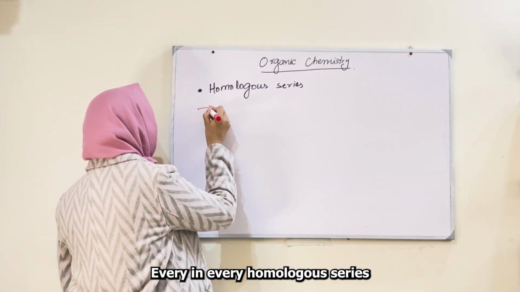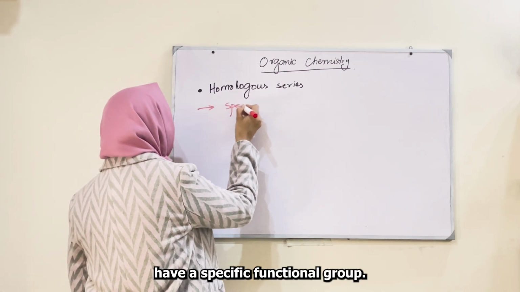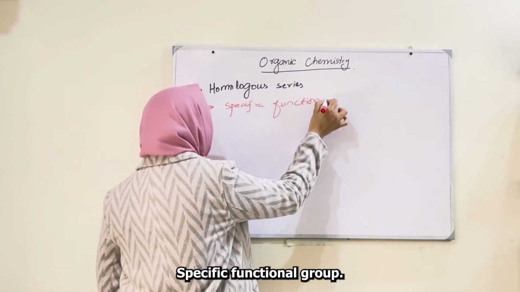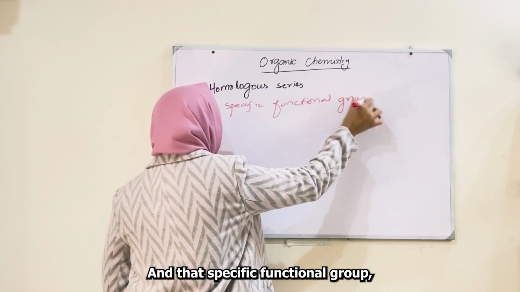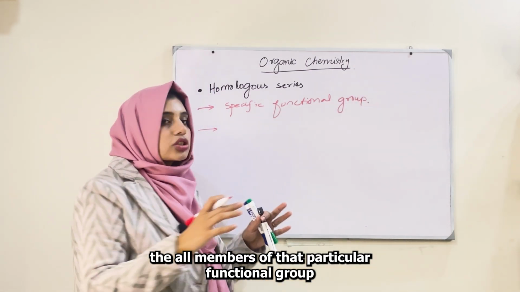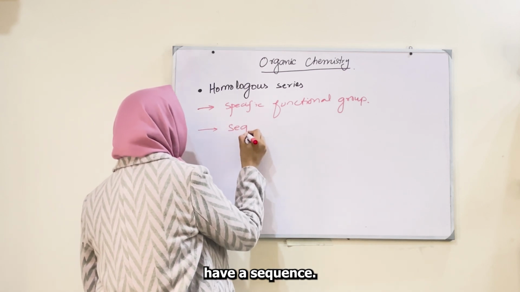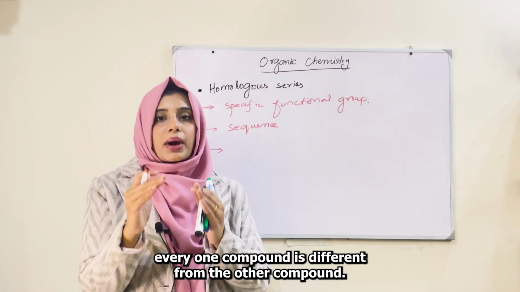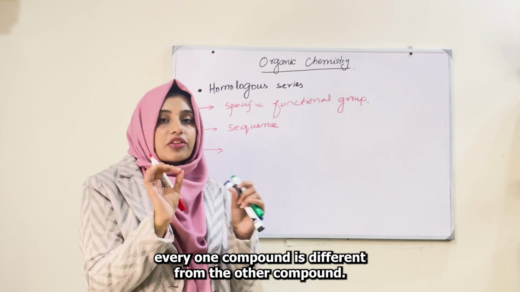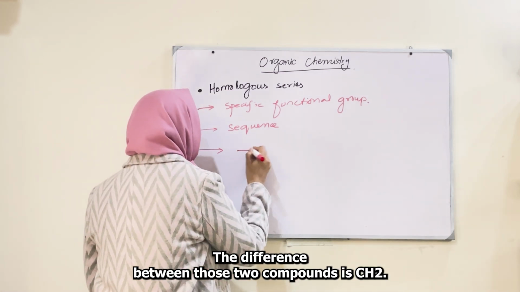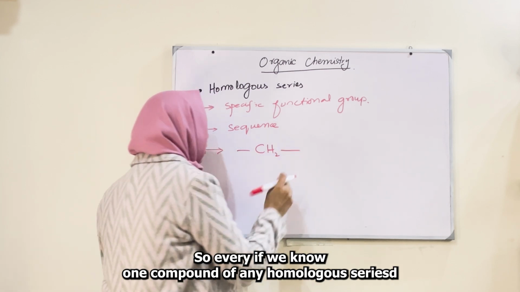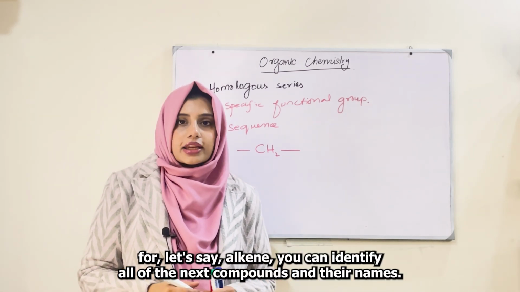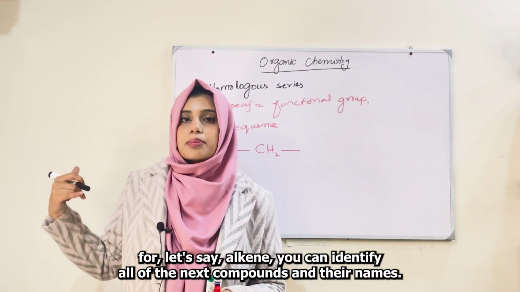Every homologous series has a specific functional group, and all the members of that particular functional group have a sequence. For example, in the case of alkane, every compound is different from the other compound. The difference between those two compounds is CH2. So if we know one compound of any homologous series, let's say alkane, you can identify all of the next compounds and their names.